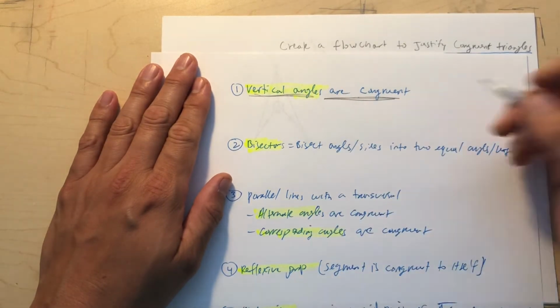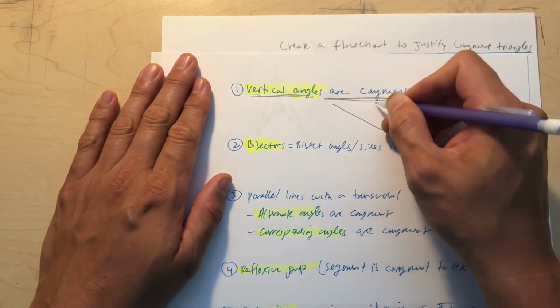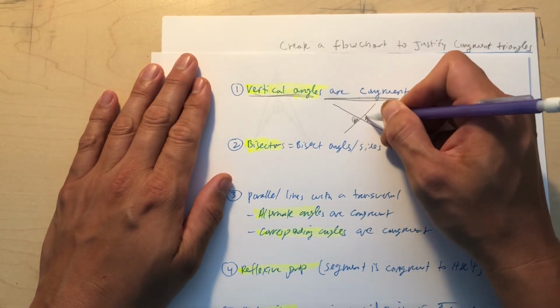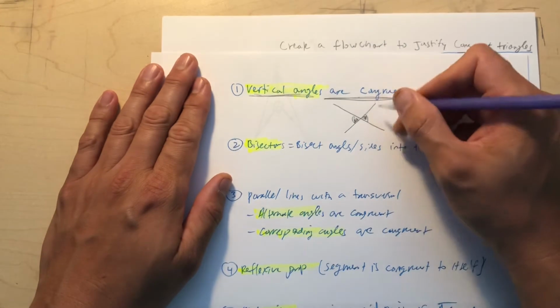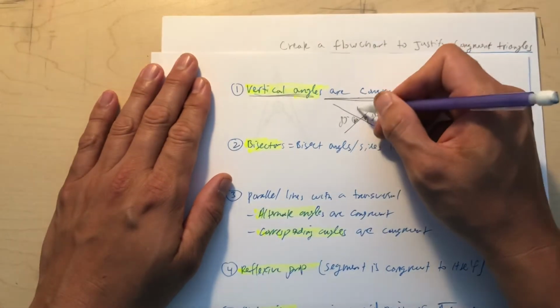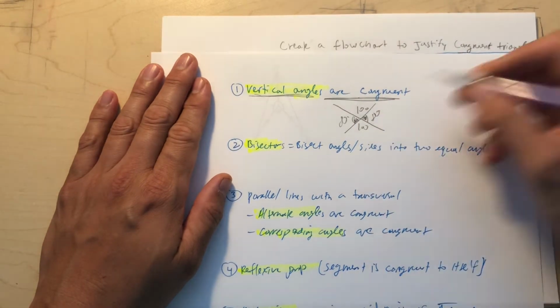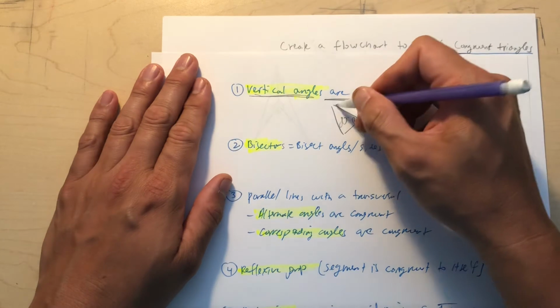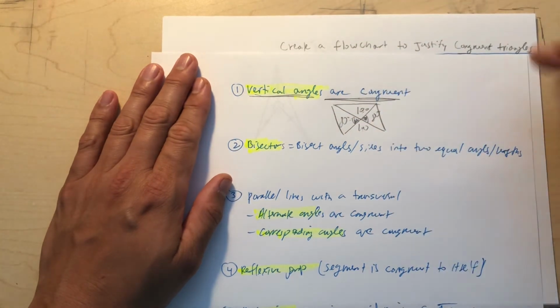Vertical angles means that if 2 lines are crossed, the vertical angles are the same. For example, if this was 80 degrees, that is 80 degrees. And that would be 100, that would be 100. So these 2 are vertical angles, those 2 are vertical angles. And you will see them in different shapes.